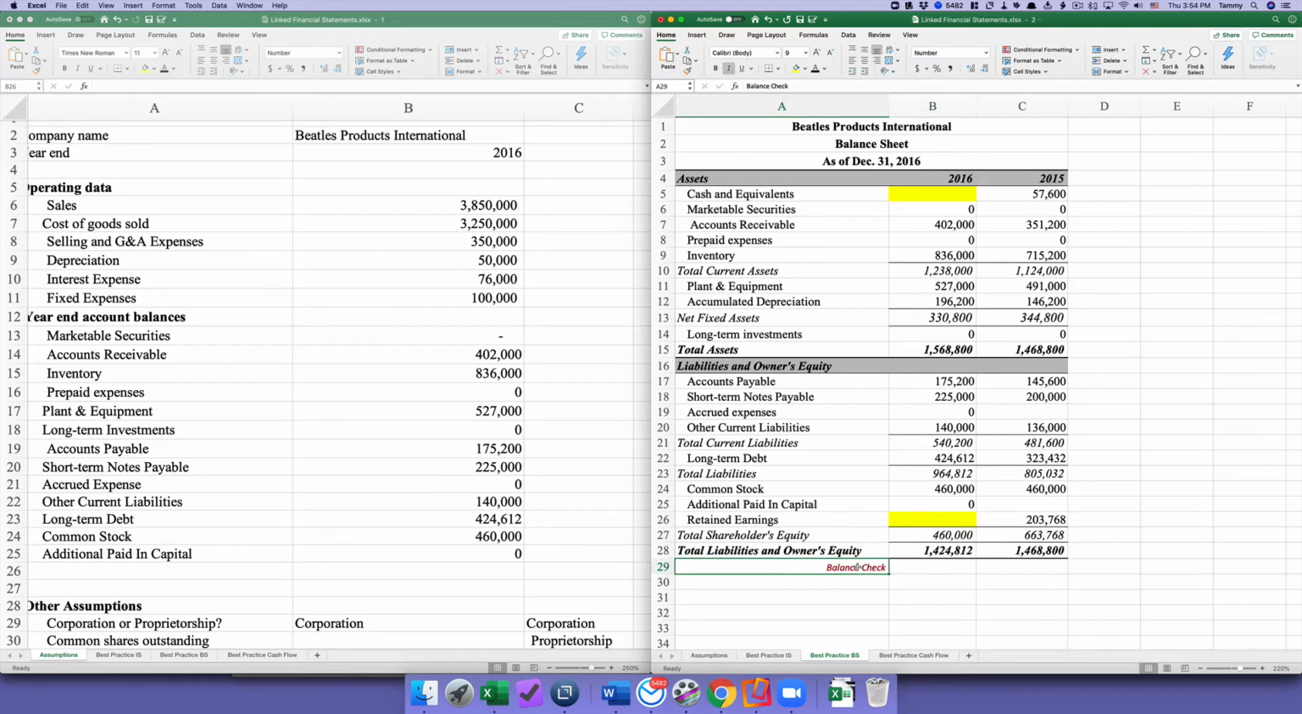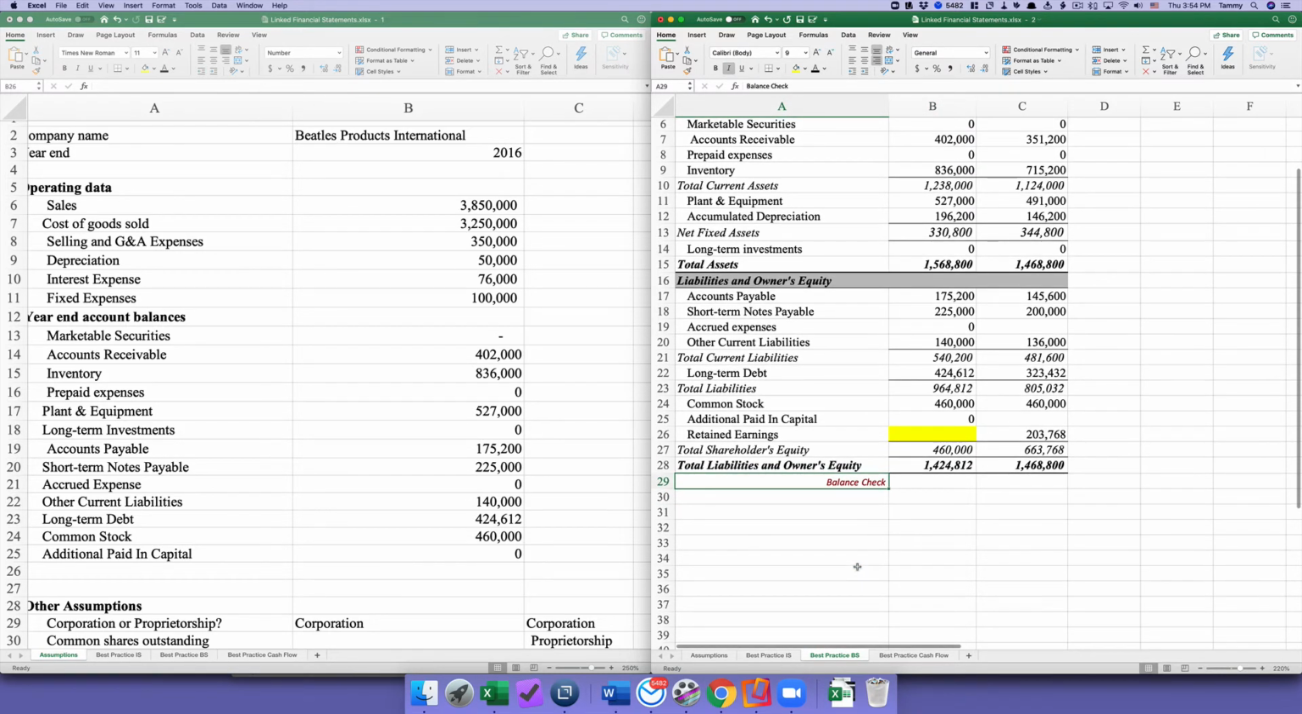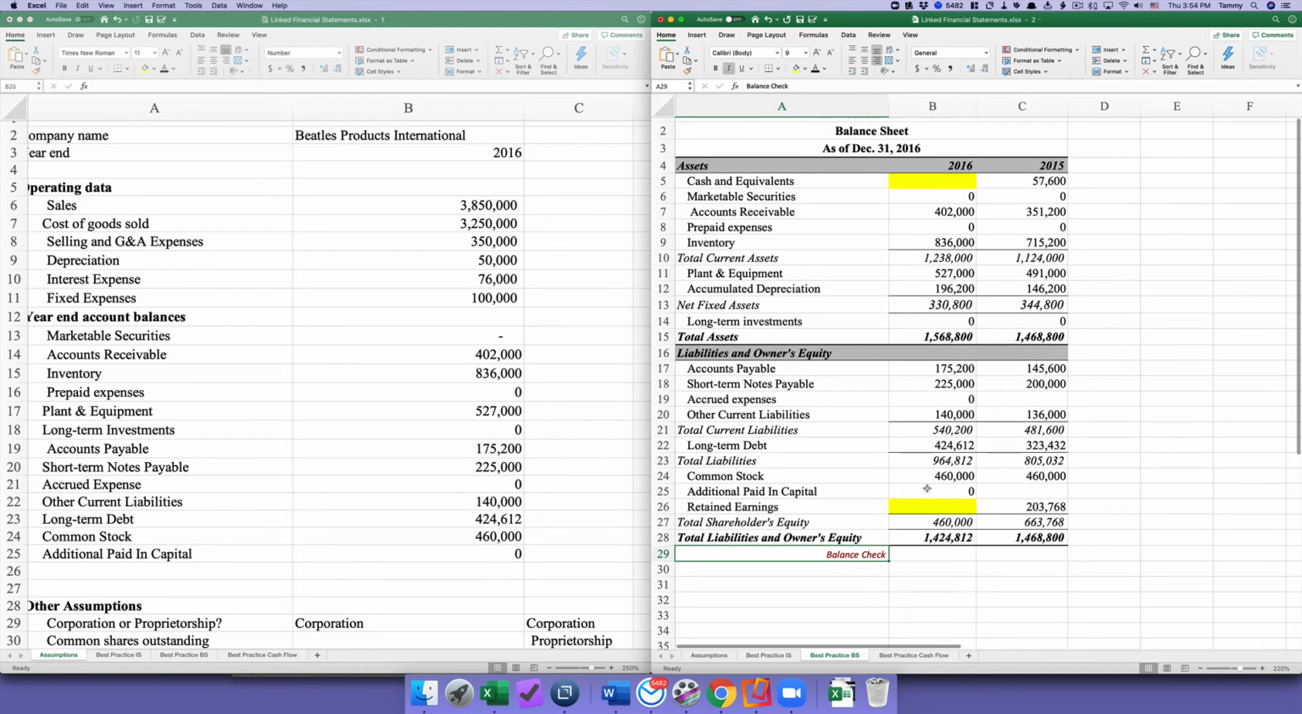So I always, at the bottom of a spreadsheet, do a balance check, and it can be as simple or as complicated as you want. But first, let's just subtract our total assets from our total liabilities and equity. Now, we can see that this is not going to balance, and the reason, of course, is because we haven't filled these two items in yet. But if we go over here, do that same formula, it's a difference of 0, right? So they balance.